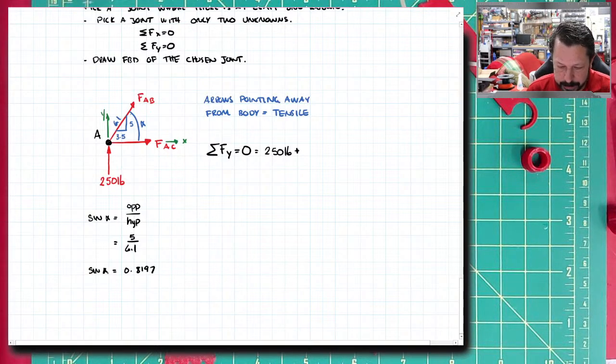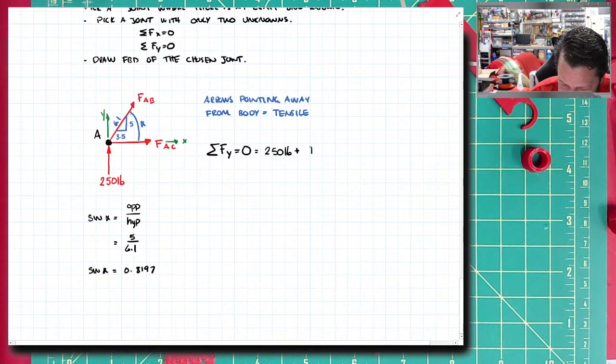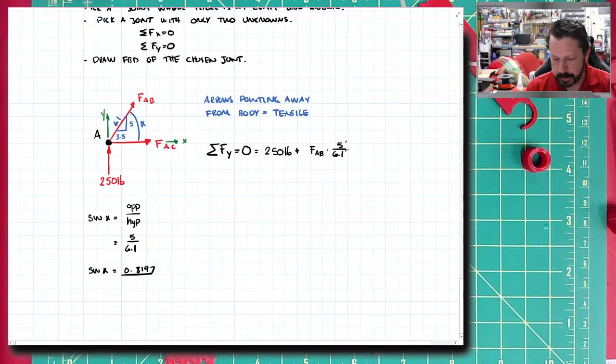So what I'm going to do is when I write this equation, I'm going to write FAB times sine of alpha, except instead of writing sine of alpha, I'm going to say that sine of alpha is 0.8197. Or, if you don't like the decimals, you could write the sine of alpha is the opposite side over the hypotenuse, whatever units these are. And so you don't have to go and calculate the angle. It's the whole point of that. So that is a completely legitimate way to do it if you want to.